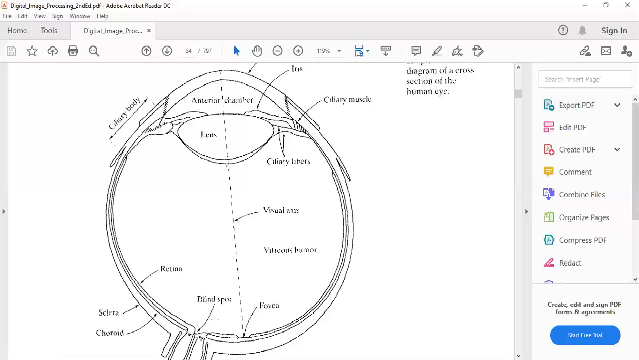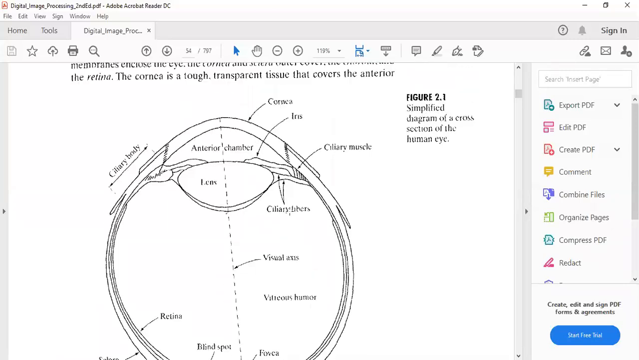Then we have the cornea. First of all we start from the cornea. Cornea is a tough transparent tissue, a very tough transparent tissue, that covers the anterior surface of the eye. This is the anterior surface. The anterior surface of the eye is covered by the cornea. Cornea is a very tough membrane or tissue, and it's a transparent tissue.